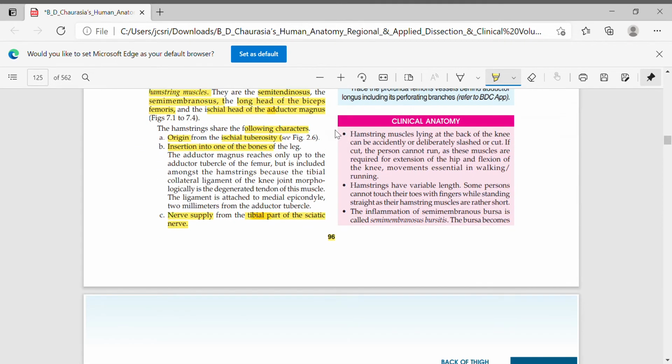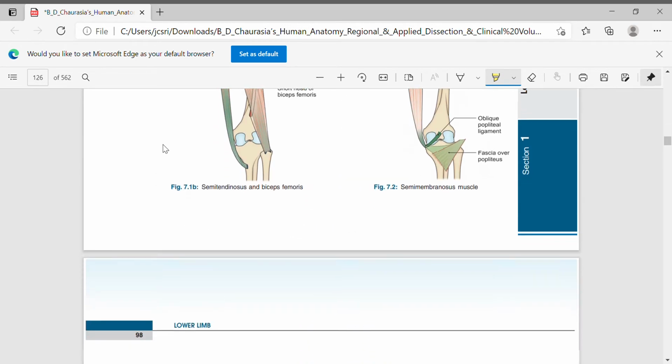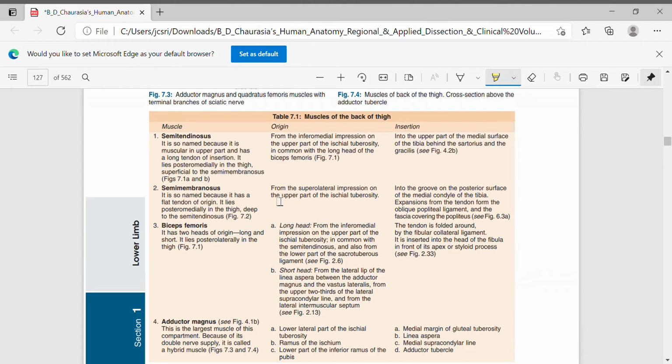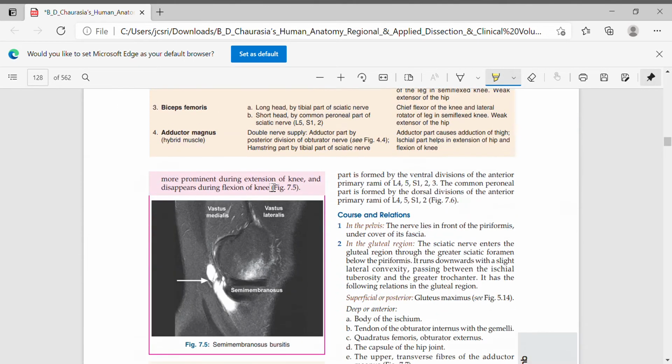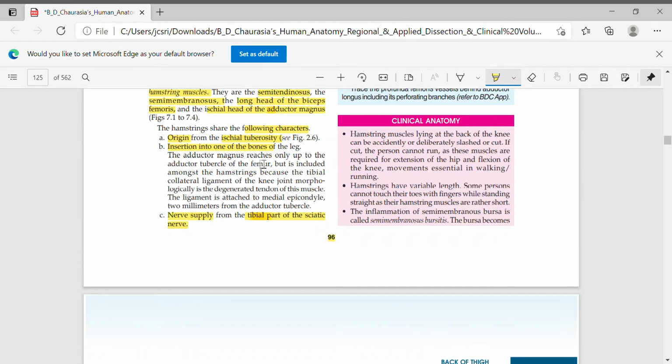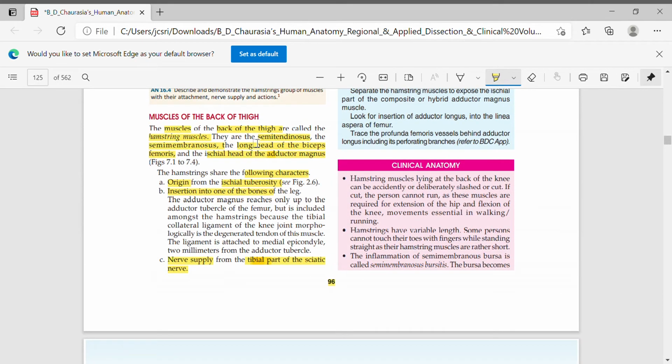So that is what is given so far here, and you also have several muscles, their origin, insertion, nerve supply, and action. So this is the hamstring muscles. Once the hamstring muscles are completed, we'll see the blood supply. The blood supply of the posterior compartment of the thigh, that is, the blood supply of the hamstring muscles.